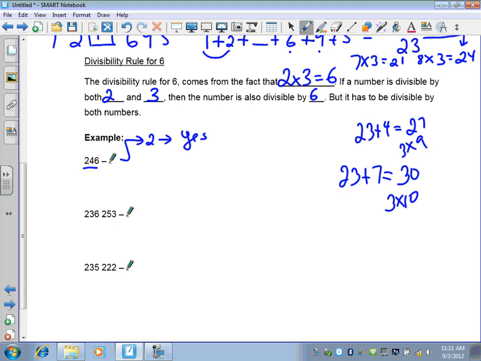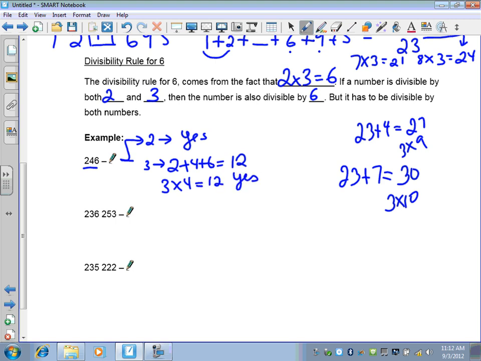Now going on to the second stage, it must also be divisible by 3. So check for 3. Well, the divisibility rule for 3 is to add 2 plus 4 plus 6 and see what we get. Well, we get 12. Is 12 divisible by 3 evenly? Well, you can take 3 and multiply it by 4 and you can get 12. So the answer to that is yes.